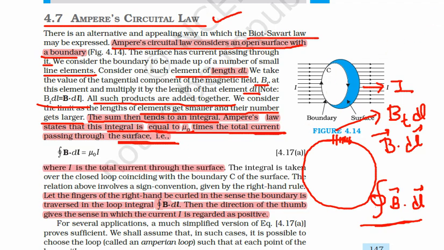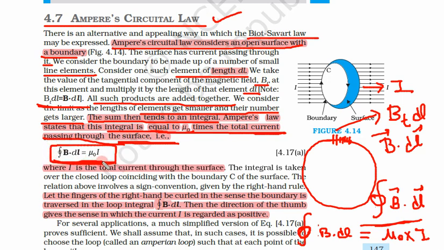So what is this last part that we have done? We have taken this B dot dl, and for a large number of B dot dl, first we take the summation for all of them, but as dl becomes smaller and smaller, this summation is changed into an integral. The circle on the integral says that this is a closed loop, and the value of this integral is mu naught times the current. So this is Ampere's circuital law. This equation is Ampere's circuital law.